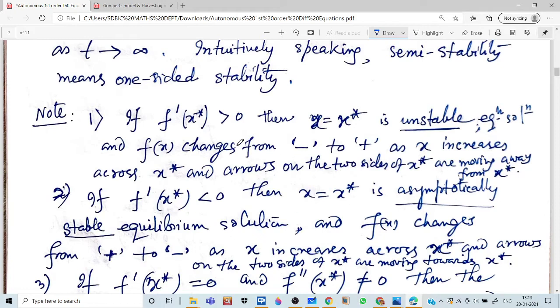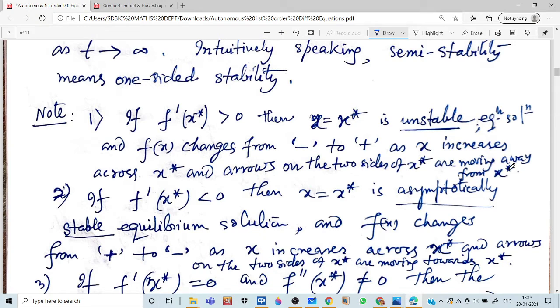Note that this is essential for the computation of the problem. If f dash, the derivative, f'(x star) is greater than 0, then x is equal to x star is an unstable equilibrium solution, and f(x) changes from a negative sign to positive sign as x increases across x star, and arrows on the two sides of x star are moving away from x star.